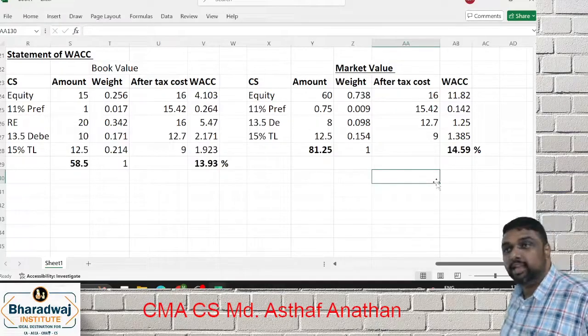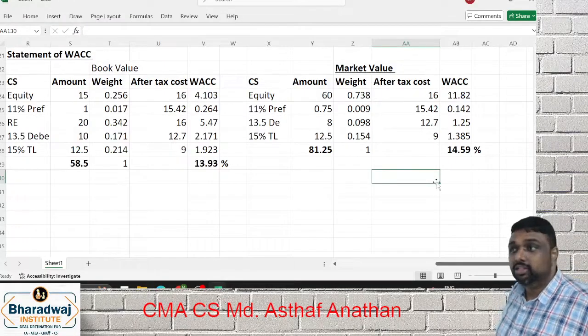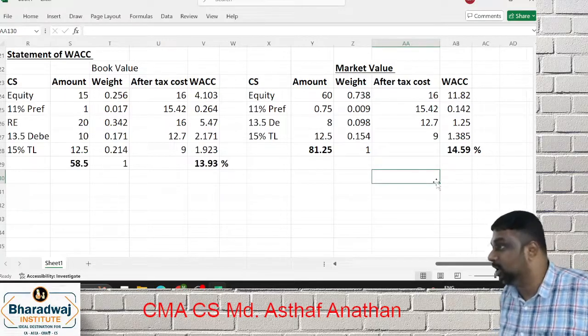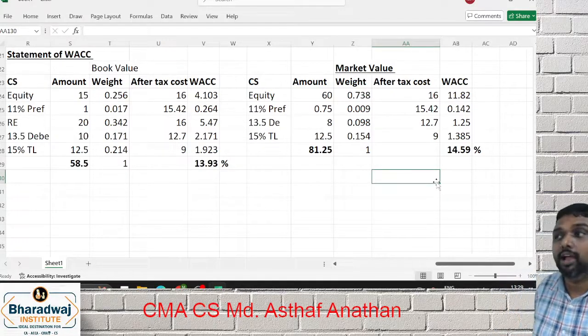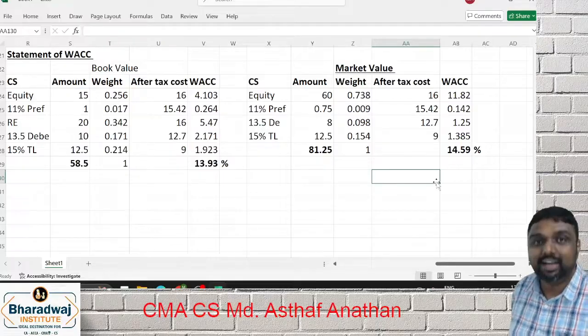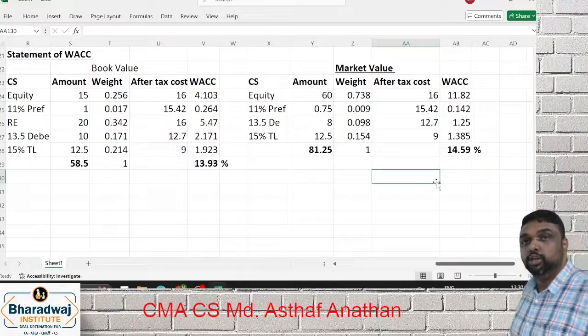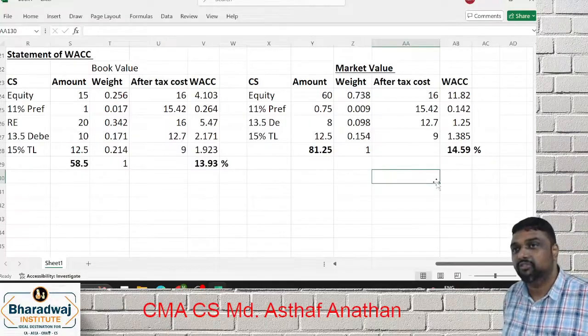So please take your own time and complete. So we are able to recall all the concepts of this chapter. Now in these two questions we are able to recall all the concepts: book value, market value, computation of each item, everything we are able to recall. Yes or no, friends?